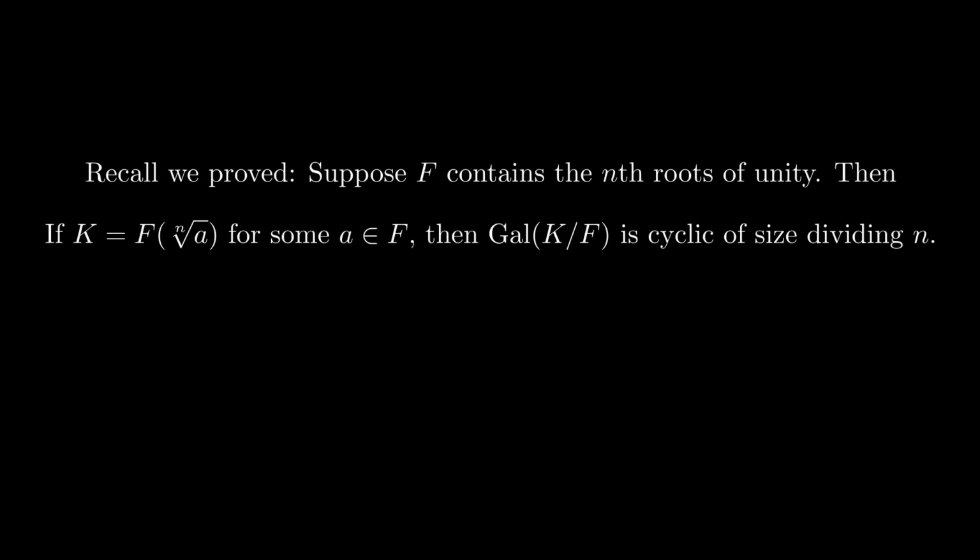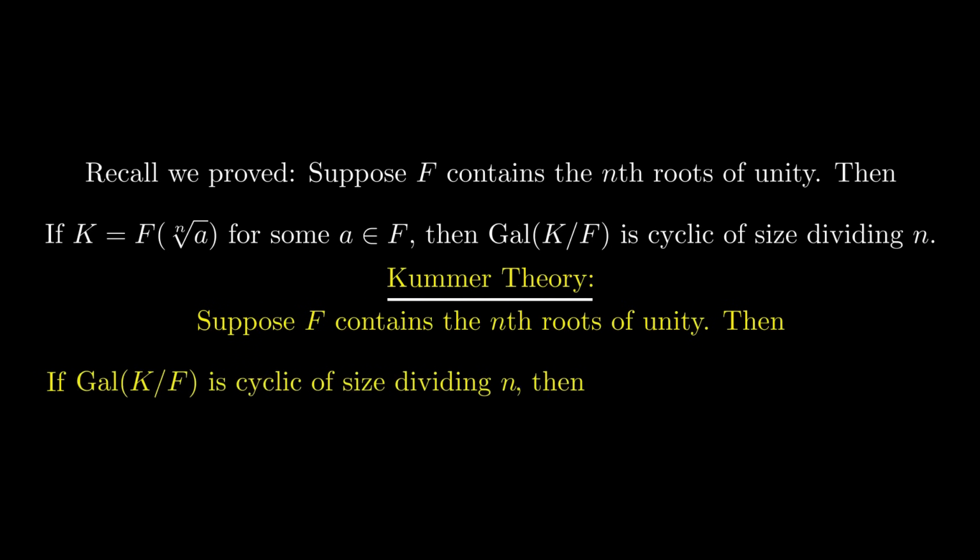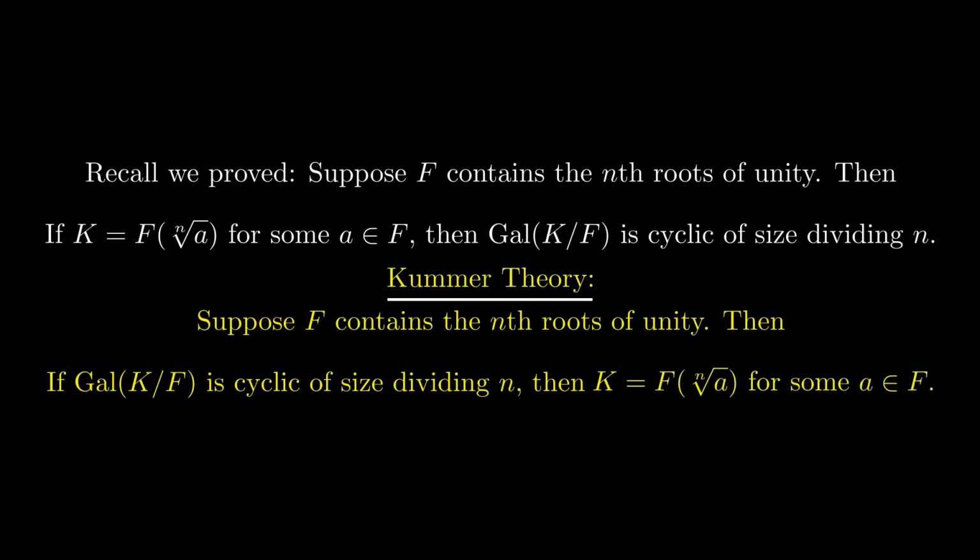Anyway, remember we supposed that f contains the roots of unity. And we proved that if k is a radical extension of f, then it is Galois with Galois group being cyclic. I wrote it this weird way to be fully true and also to introduce Kummer theory. The main theorem copies down the first hypothesis, then the conclusion, and finally the second hypothesis.